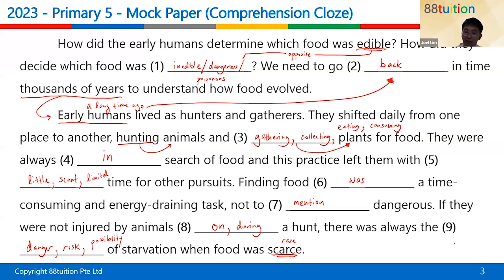Okay, so now we have covered question 1 to question 9. Any words that you want to try out within these questions that you think might be potential answers? If they were not injured by animals, from a hunt. Yes, we can use from as well, Kaihan. That's a good spot. You could be injured by animals from a hunt. So you coming back from a hunt, right? But during the hunt, you got injured by an animal. Yes, that's possible. That's a potential answer too. Good.